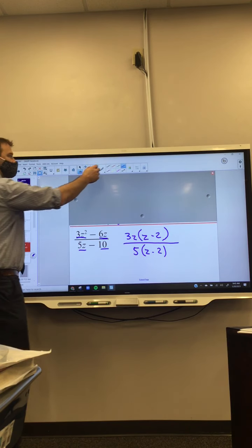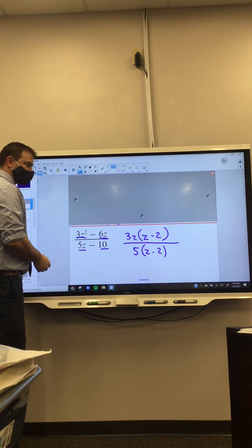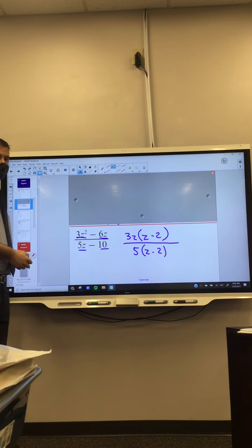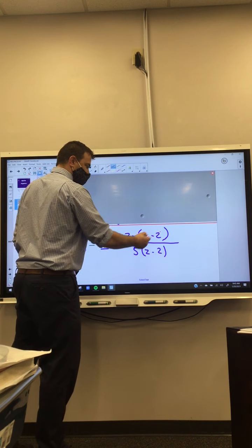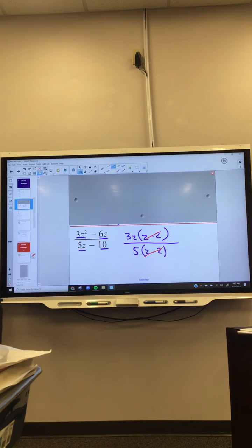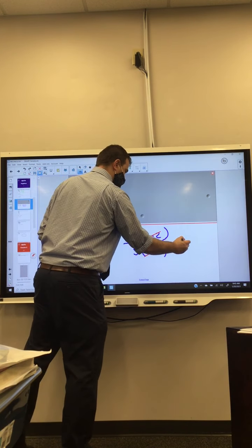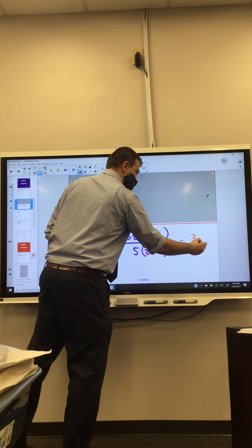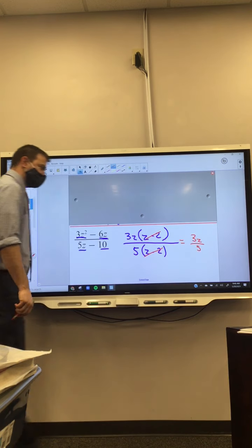Noah? What's in parentheses in both of them? Oh, z minus 2. So z minus 2 and z minus 2 can just cancel out. Right? Same on the top and the bottom. So really, when I simplify that whole expression, I'm just left with 3z over 5.